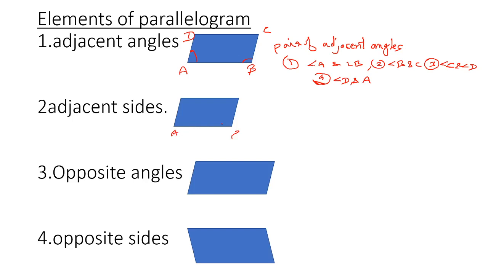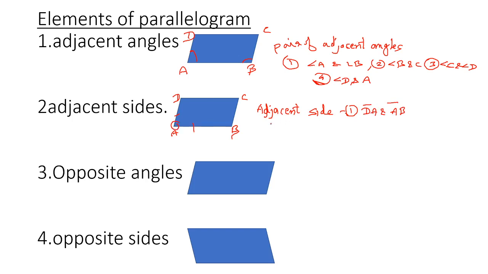Now adjacent sides. First of all, we name the parallelogram A, B, C, D. We are talking about the adjacent sides. First pair I am writing for you: DA and AB. These are two adjacent sides. In these two sides there is a common vertex A.